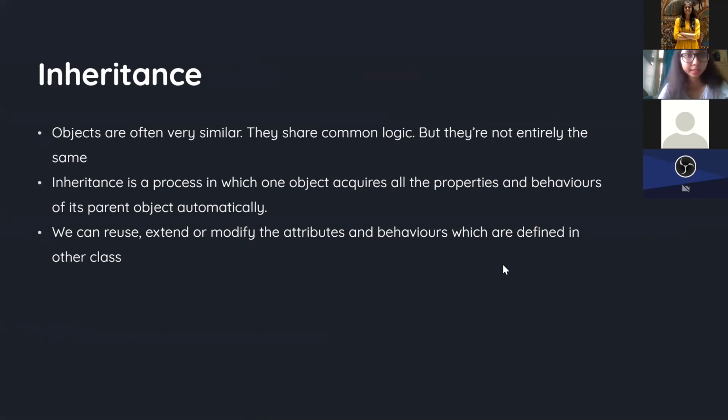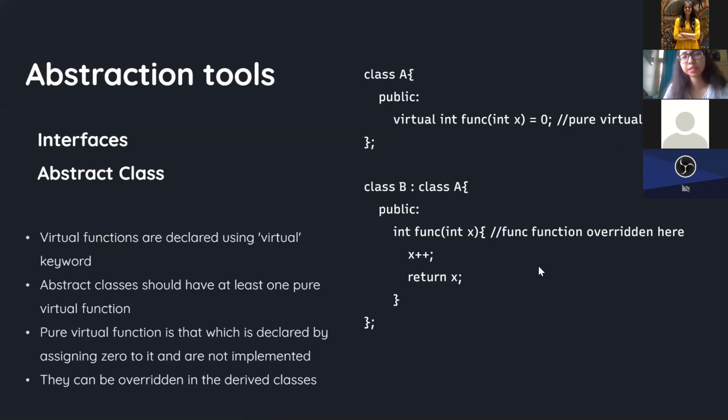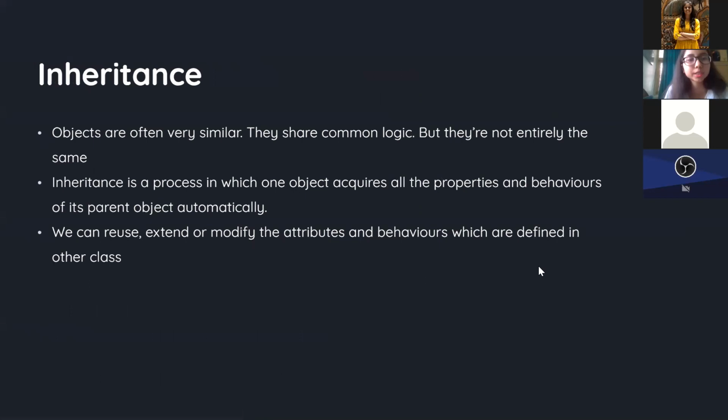Now we come to inheritance. So sometimes, like we talked over here, we have similar functions. Sometimes objects are often very similar, and they also share a common logic, and that is why they're similar. But they are not exactly the same, not exactly identical, but similar.